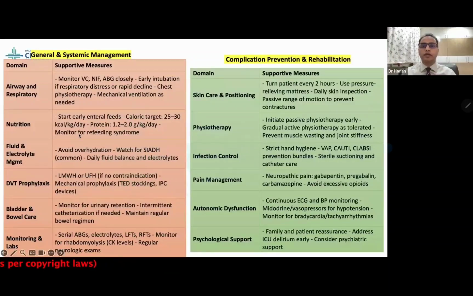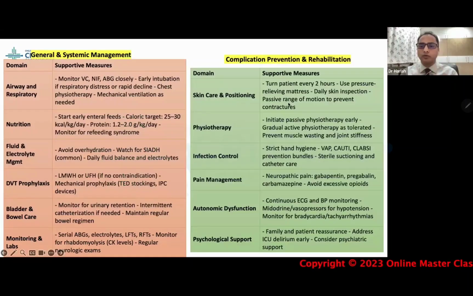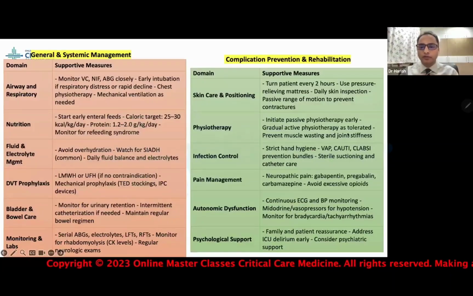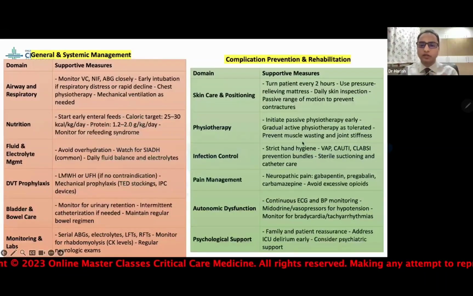So next comes complication prevention and rehabilitation. These are other supportive measures. Okay, so back care, skin care, positioning. Turn the patient every second hour. Use pressure relieving mattresses, that is alpha airbed. Daily skin inspection. Passive physio, passive range of motion to prevent contractures. Initiate passive physio early, then gradual active physiotherapy as tolerated, to prevent muscle wasting and joint stiffness.